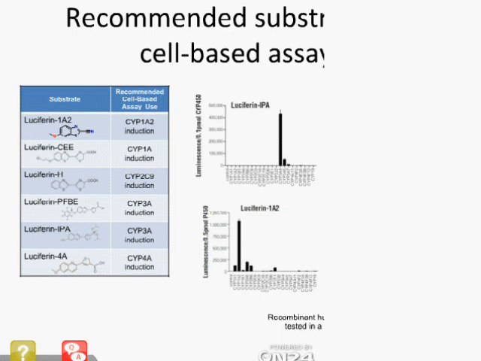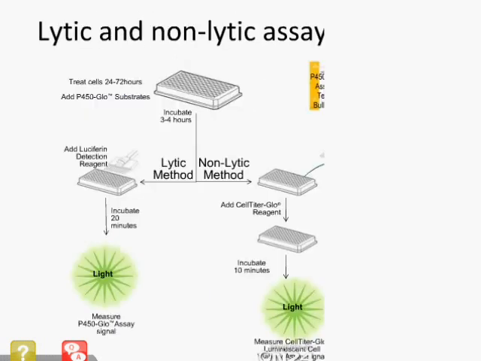The cell-based P450 assays can be run in 2 modes, lytic and non-lytic. The general workflow for each assay method is depicted here. Following a treatment period, P450-Glo substrates are added to cells in culture and incubated. The luciferin detection reagent itself lyses cells when added directly to the culture. So when running the assay in a lytic mode, as shown on the left, light is generated from the P450 reaction after a 20-minute incubation.